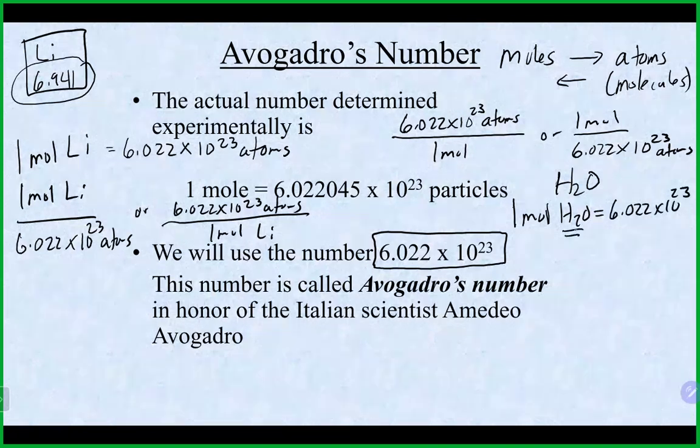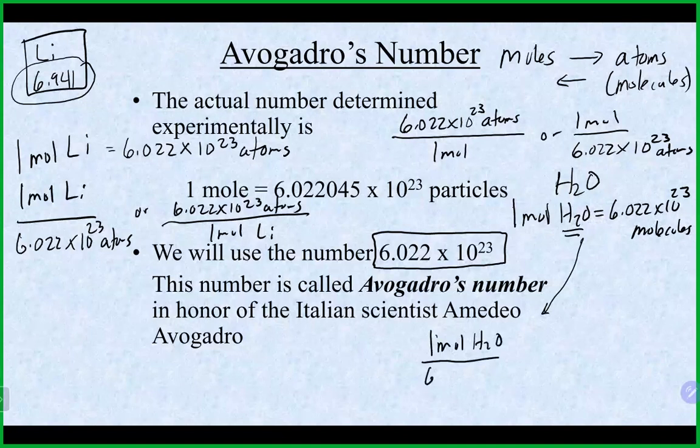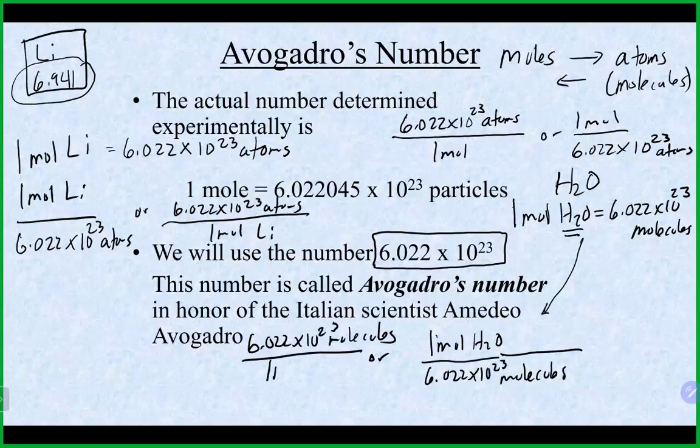The difference here is that water is a molecule, so instead of atoms we would use molecules. So that's what I was saying earlier. That kind of number will have some units that might change, but the number is going to be the same. This also will give you your two conversion factors you could use. 1 mole of water is 6.022 times 10 to the 23 molecules, or you could pop that up on top: 6.022 times 10 to the 23 molecules is 1 mole of water.